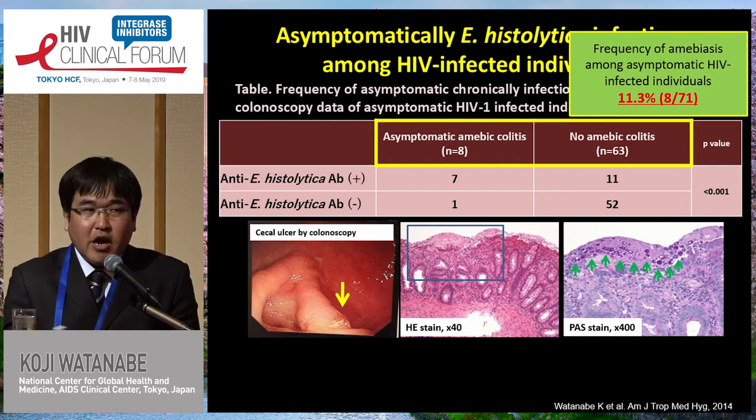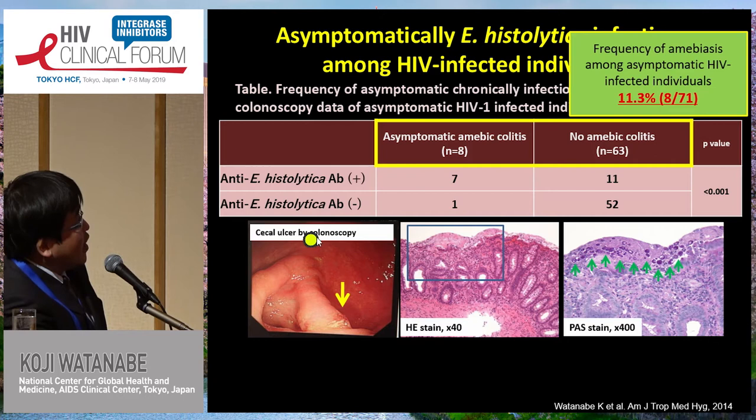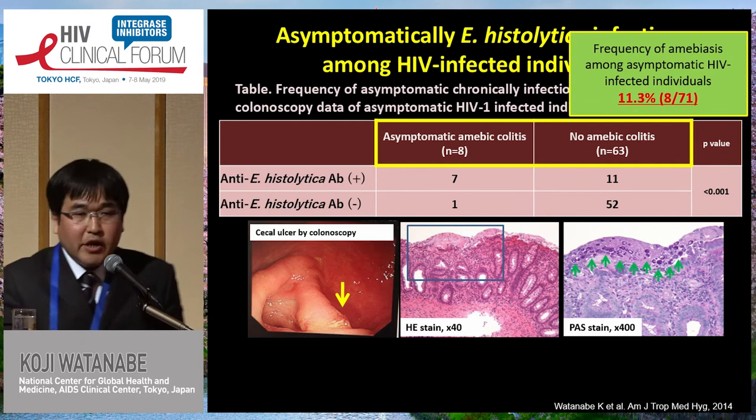There are no symptoms, but you can identify an ulcer in the large intestine like this. This is the end of the cecum, this is the cecum, and you can see an ulcer. And from the biopsy of the intestinal surface, you can see the blue-black is the amoeba. So you can find an amoeba accidentally.